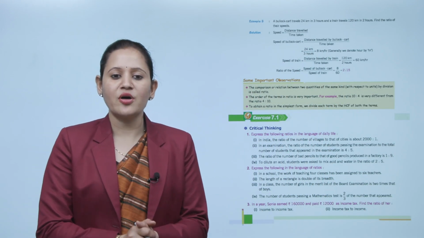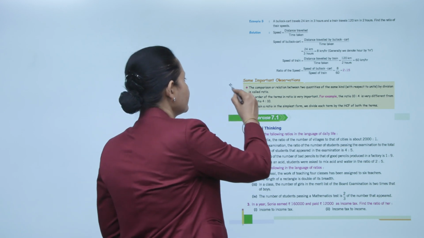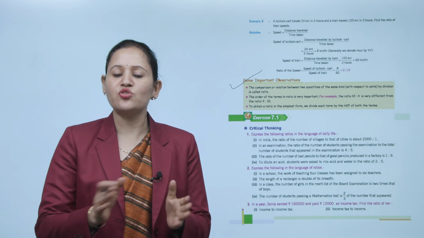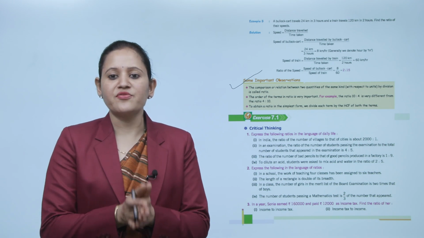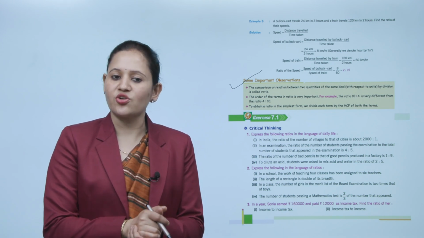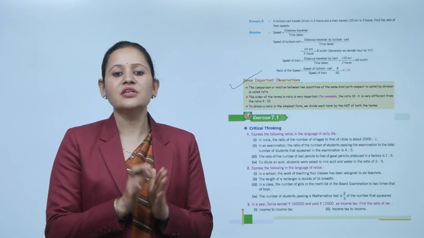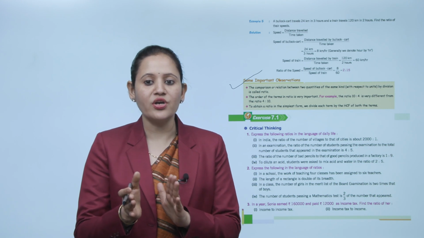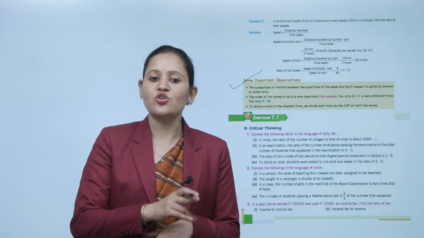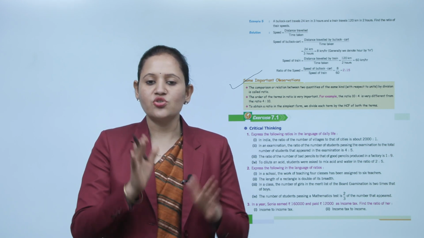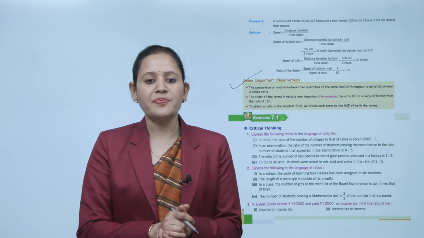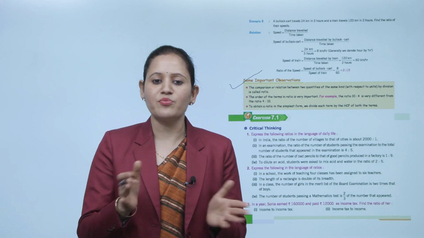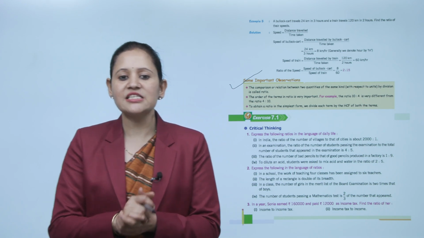Next are some important observations. The comparison or the relationship between two quantities of the same kind with respect to unit by division is called ratio. The order of the terms in a ratio is very important. For example, the ratio 10 ratio 4 is very different from the ratio 4 ratio 10. So order is very important. To obtain the ratio in the simplest form, we divide each term by the HCF of both terms. Next is exercise 7.1.